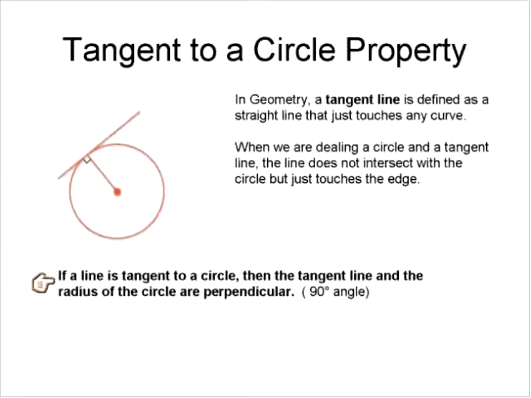Now, if that's true, here is the tangent to a circle property. If a line is tangent to a circle, then the tangent line and the radius of the circle are perpendicular. Of course, perpendicular is 90 degrees. The flip side could be true: if we know that this is 90 degrees, then we know that the line is tangent. And it's always tangent to the radius. So the radius comes from the center of the circle, and we have that. That is the property of a tangent line to a circle.